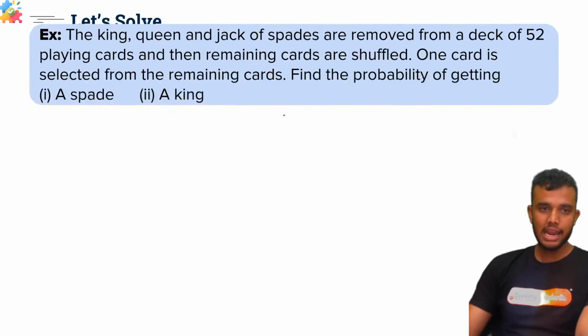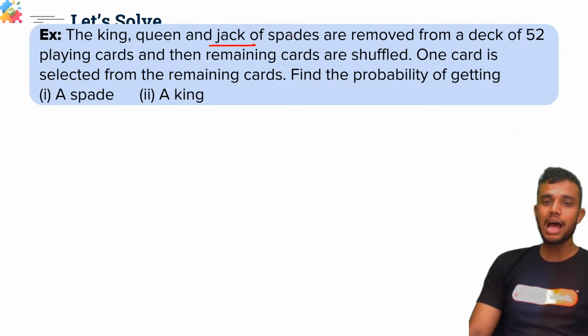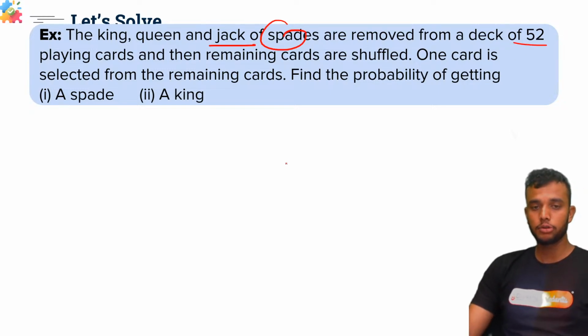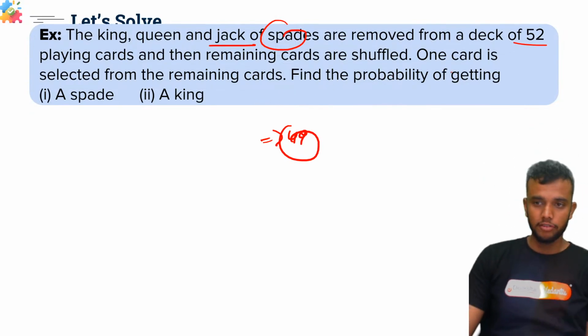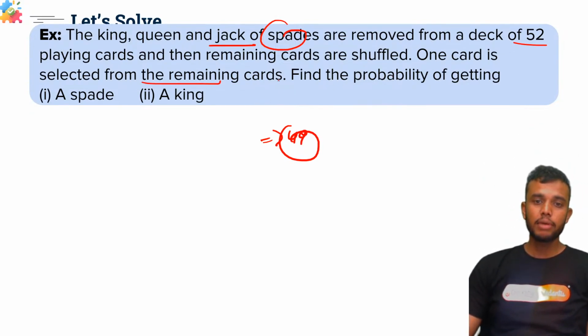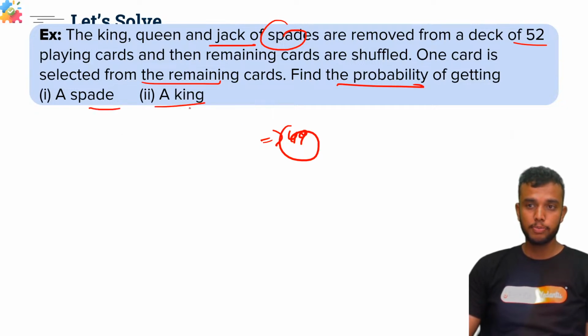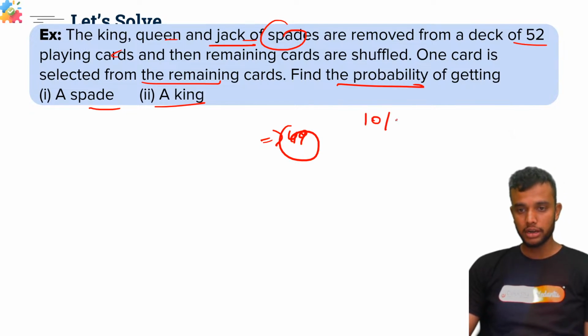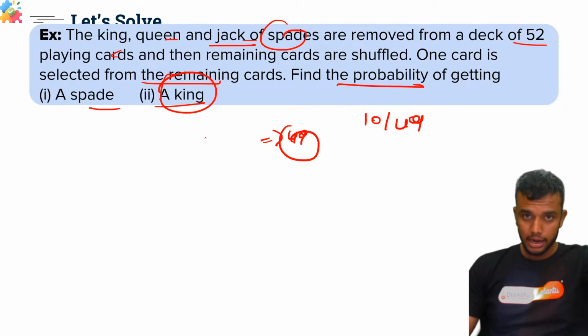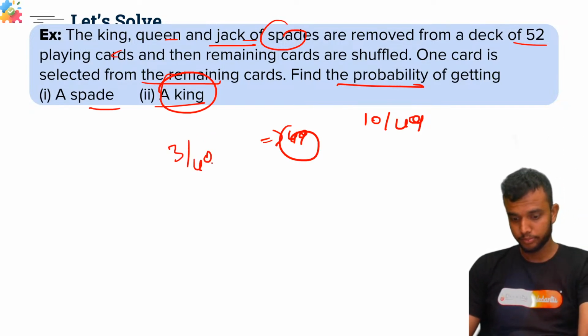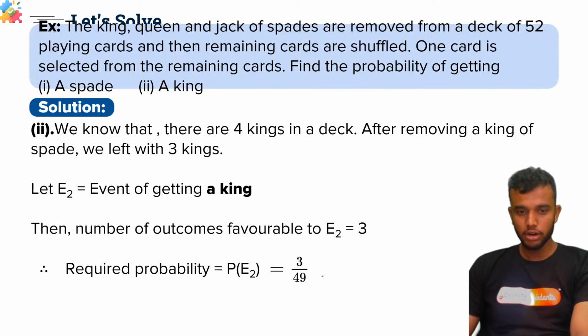Then the next question. The king, queen and jack of spades are removed from a deck of 52, so totally 49 cards are there. The remaining cards are shuffled and one card is selected. Find the probability of getting a spade. Here the king, queen and jack of spades are removed, so the probability is 10 by 49. Of the 4 kings, 1 is already removed, so for a king it is 3 by 49.